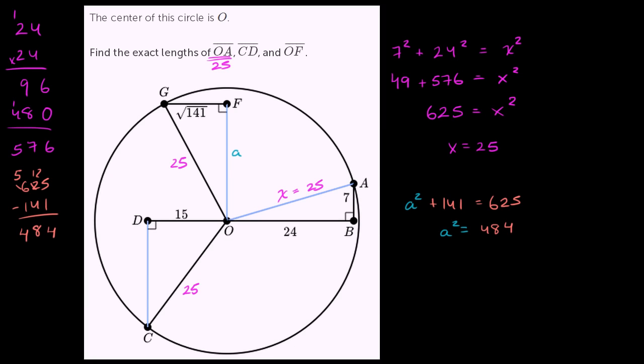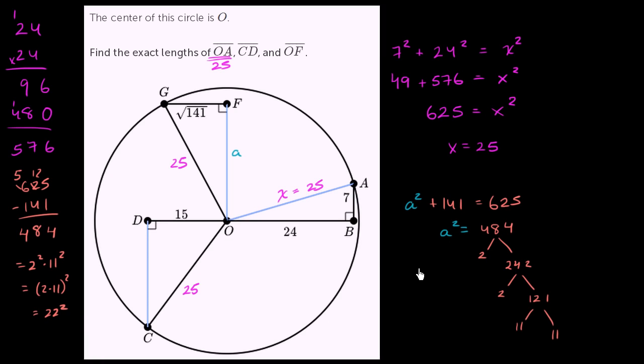Actually, I'll just try to do a prime factorization here to figure this out. So 484 is 2 times 242, which is 2 times 121, which is the same thing as 11 times 11. So another way of thinking about it, 484 is equal to 2 squared times 11 squared, which is the same thing as 2 times 11 squared, which is 22 squared.